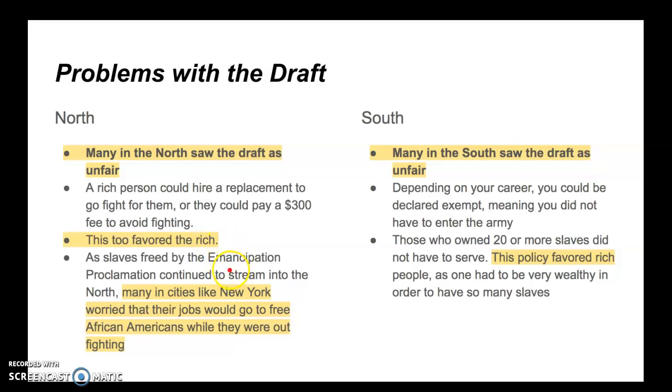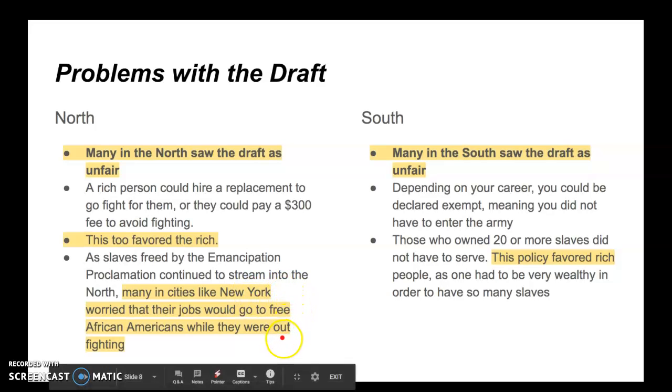As slaves freed by the Emancipation Proclamation continued to stream into the North, meaning they moved up into the North in big urban areas like New York, many people in New York worried that their jobs would go to free African Americans while they were out fighting. So there was this uncertainty and insecurity about coming back from the war, if you were lucky enough to come back and having a job waiting for you.